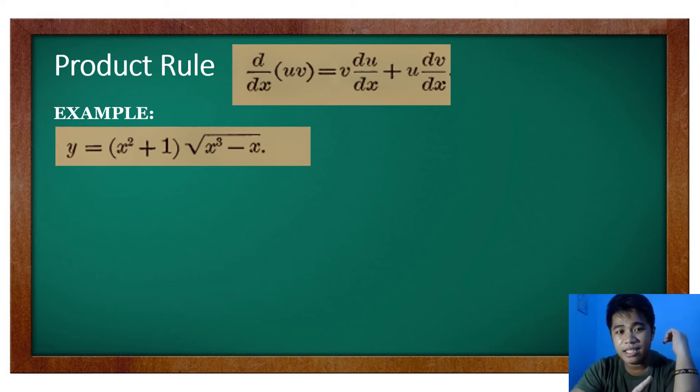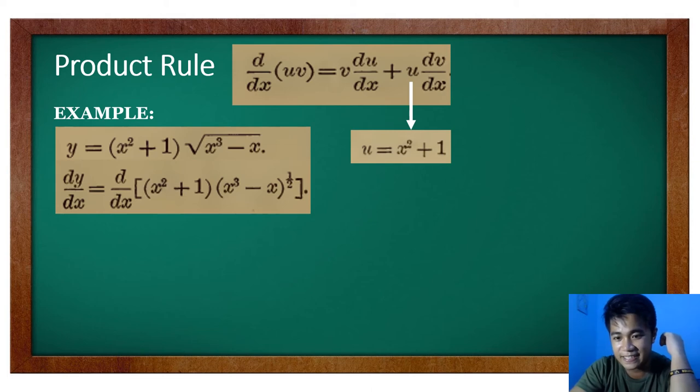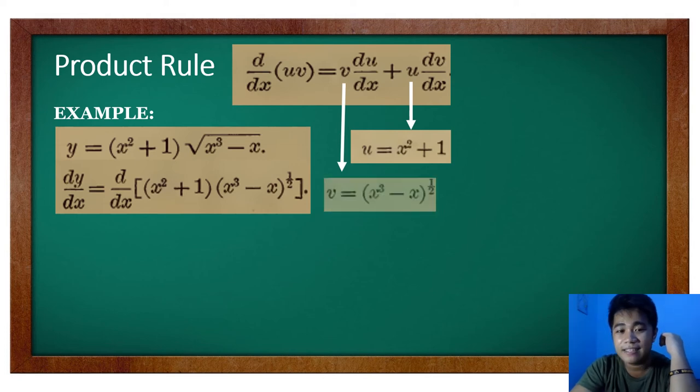So the first thing, if it's a product rule, again, the first thing is you have to identify the u and the v. So, if we try to differentiate that equation, the u there is x squared plus 1. Alright? U is x squared plus 1. And our v is x cubed minus x to the power of 1 half. That is from this. We transform this into that. Okay, so that square root becomes an exponent of 1 half.